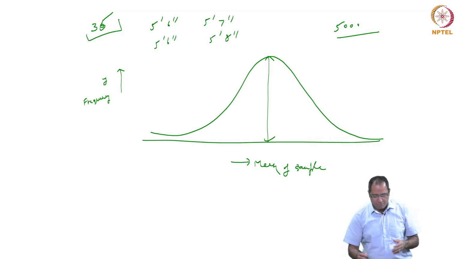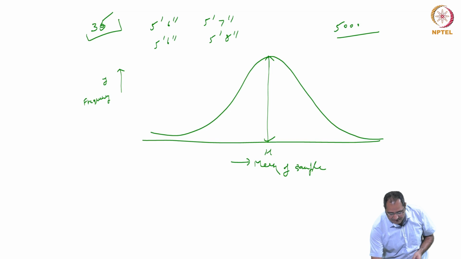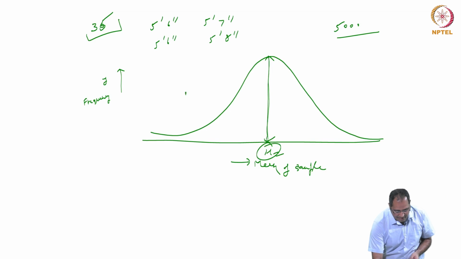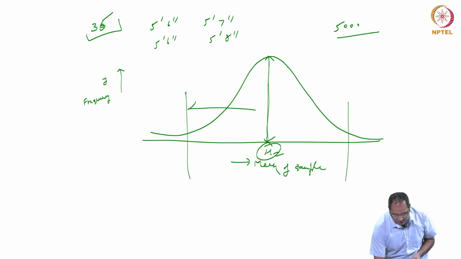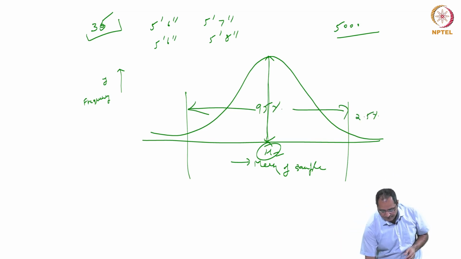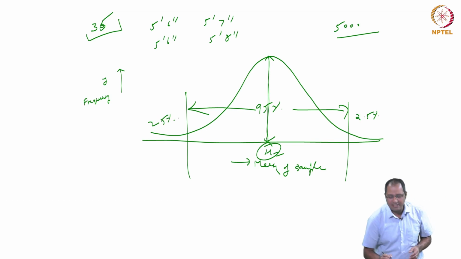It is a normal distribution where the peak would be the population mean. Mu is the population mean, and most of these values will be within the 95%. On the tails, it is 2.5%.